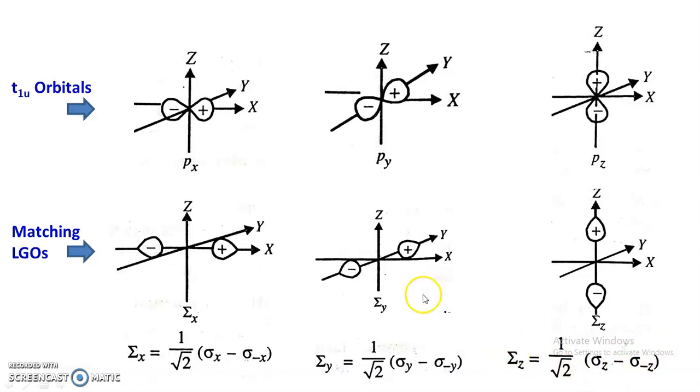So in this way, there are 6 metal orbitals, that is A1G, EG and T1U, responsible for sigma bonding, and there are 6 matching ligand group orbitals, that is summation A, summation x, summation y, summation z, summation z square, summation x square minus y square.